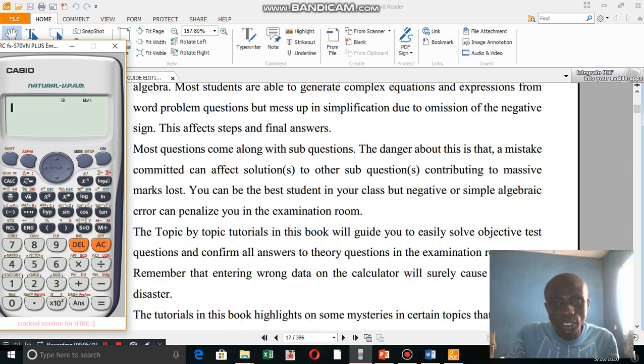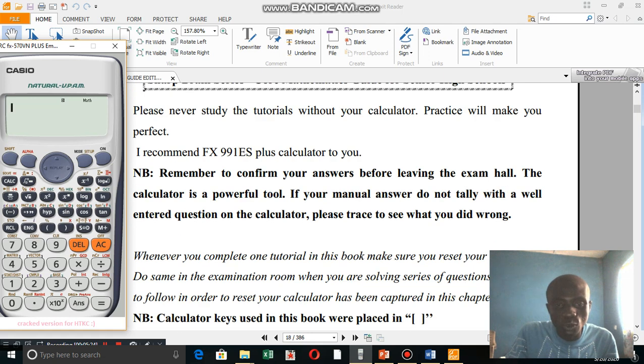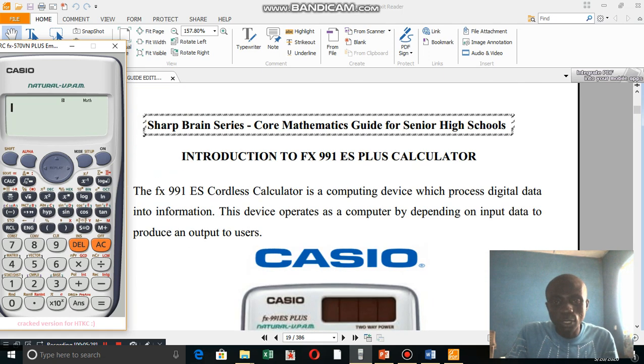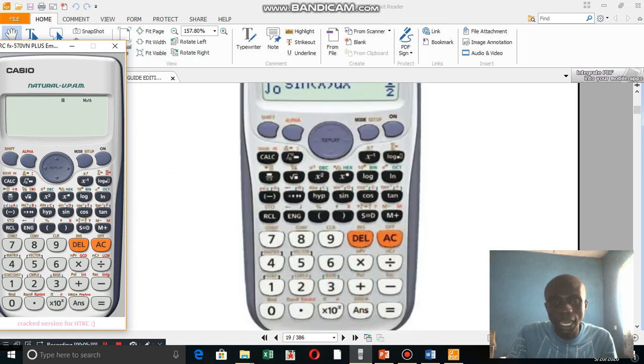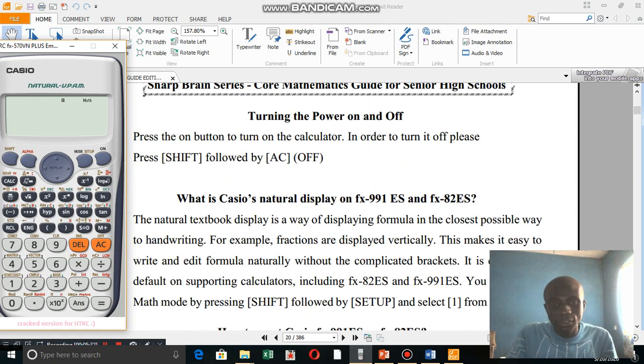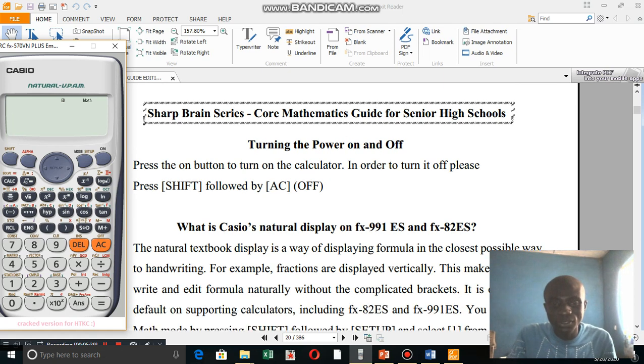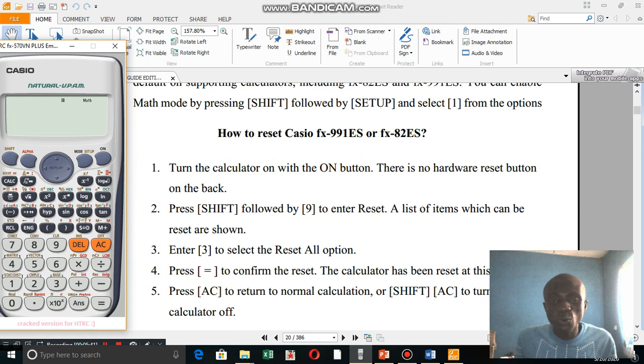In the introduction, today I just want to move you through a short demonstration. So this is the introduction to the FX-991ES Plus calculator. We know how to turn on our calculator. By now, I believe you have your calculator beside you. How to reset the calculator is the first thing we are going to do today.